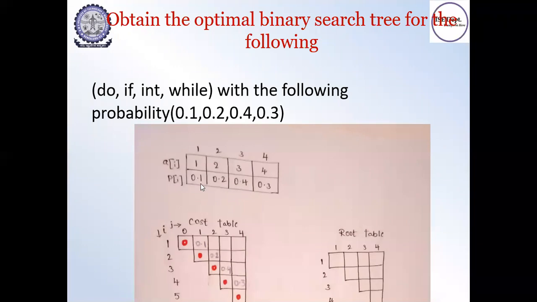So what is your first step? You need to write down A of I, the set of keys. Instead of writing do, if, int, while, I will get confused, so I'll write 1, 2, 3, 4, numbering them. So P of I is the probability: 0.1, 0.2, 0.4, and 0.3. Correct? You can either represent this in this way, or you can just write it in a table format. That is also fine.